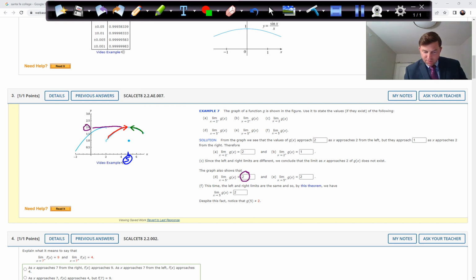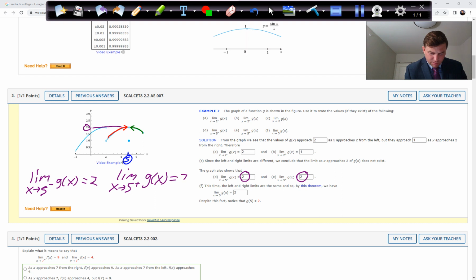So this approaches 2 from the left, it approaches 2 from the right. Therefore, the limit, so let's see this. So we have the limit as x approaches 5, in this case, from the left, that equals 2. We have the limit as x approaches 5 from the right-hand side of g of x, that also equals 2. So if that happens, we say the limit as x approaches 5 from either side equals 2.